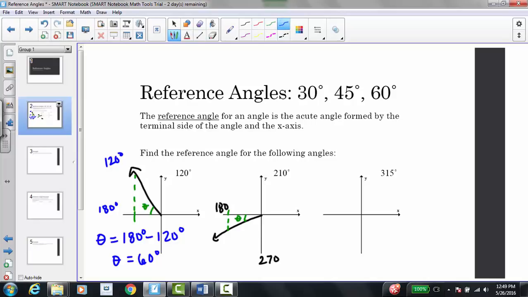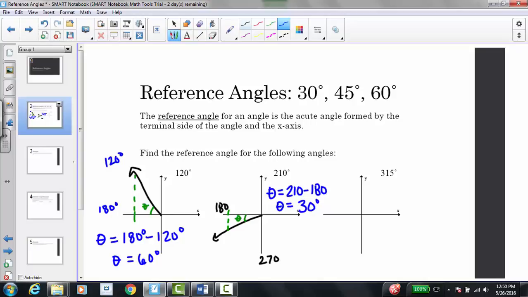So in order to find what theta is, you can see how we're just a little past 180 degrees. So in this case, I have theta equals 210 degrees minus 180 degrees. That's how much I am past 180 degrees. And in doing this, theta is going to give me 30 degrees. So our reference angle for 210 degrees is 30 degrees.